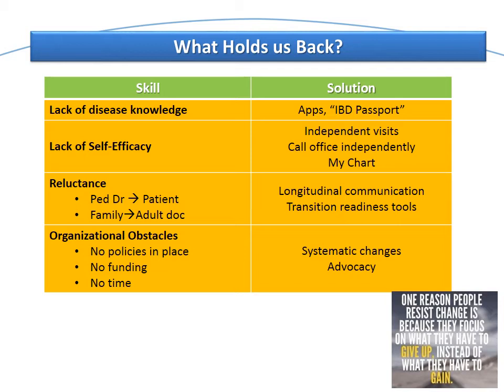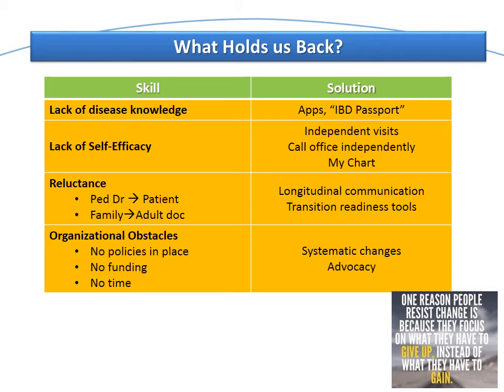And lastly, one big barrier is organizational obstacles. Putting together a transition program really requires policies, it requires funding, it requires time from providers, and these are things that are very short in supply in large institutions. So solutions for these things, as we discussed, there are apps and tools for helping families understand, and literature and books to help families understand about disease.